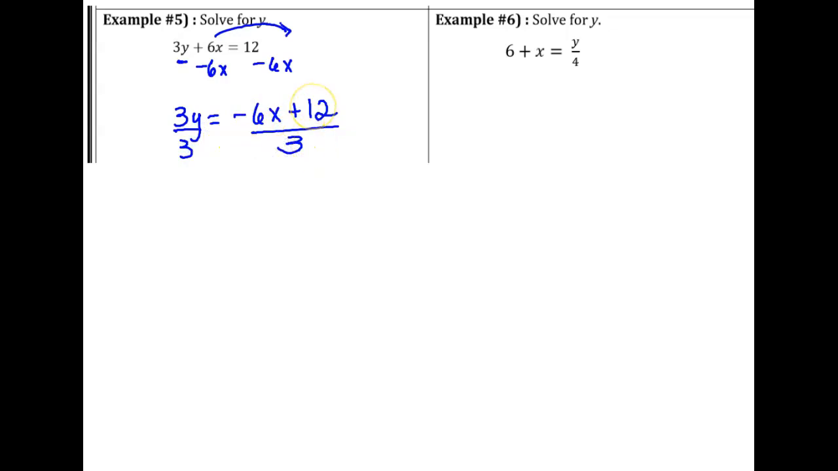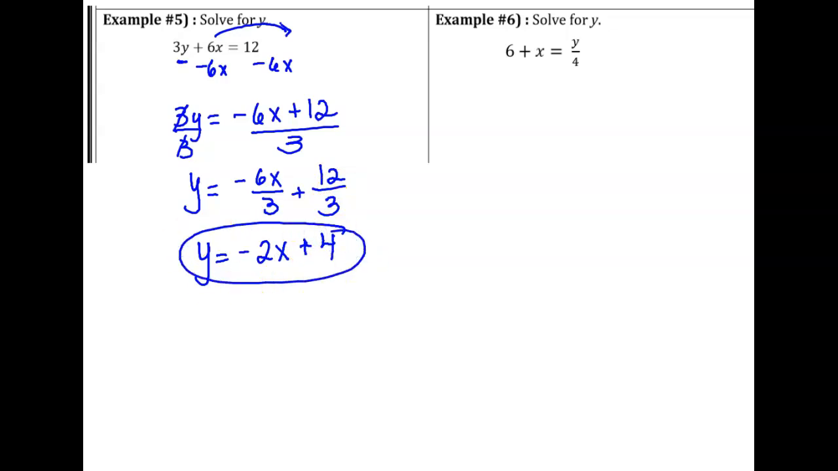And since I'm dividing every term by 3, I can either split it apart. I could say 3y divided by 3 is just y, and then I've got negative 6x divided by 3 plus 12 divided by 3. Or you could just jump to negative 6 divided by 3 is negative 2x, and 12 divided by 3 is 4. So we end up with y is equal to negative 2x plus 4.